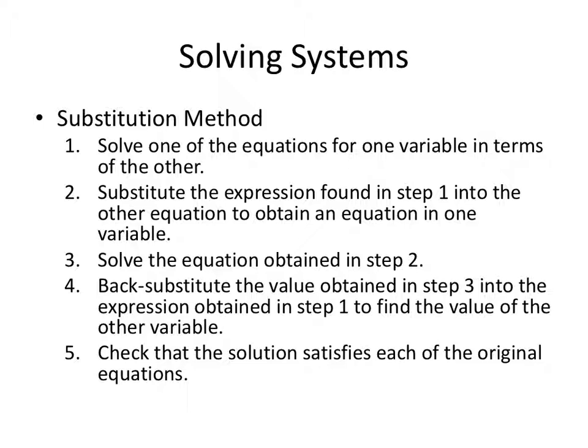So the substitution method, first we solve one of the equations for one variable in terms of the other. So solve for one variable from one of the equations. Step 2, substitute the expression found in step 1 into the other equation. So if you used equation 1, substitute it into equation 2 or 3. To obtain an equation in one variable, we're going to solve that equation. And then once we have an answer for one of the variables, we back substitute into step 1 to find the value of the other variable. And you should always check to make sure the solution satisfies each of the original equations. That's one of the beautiful things about math, is that once we have an answer, most times we can check and we can make sure we're right before moving on.